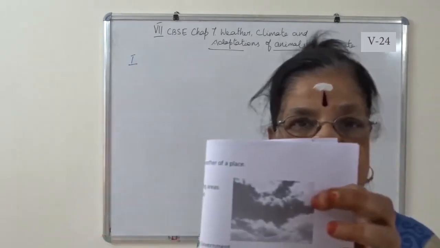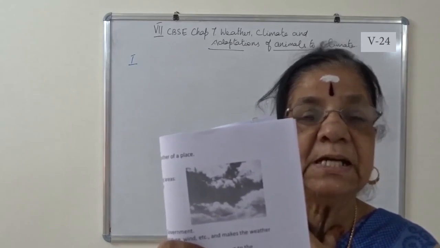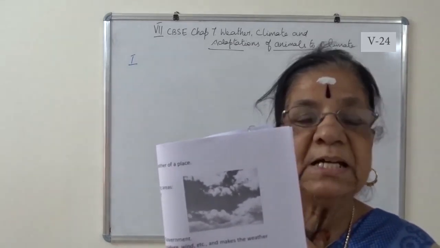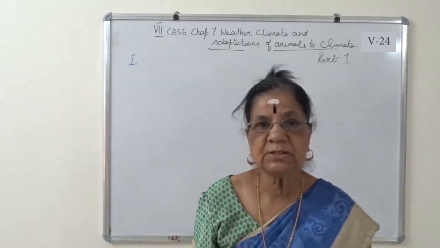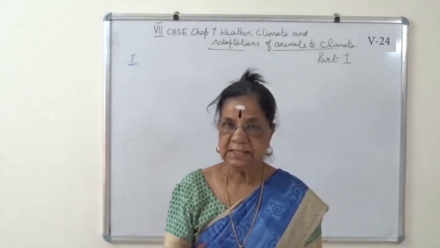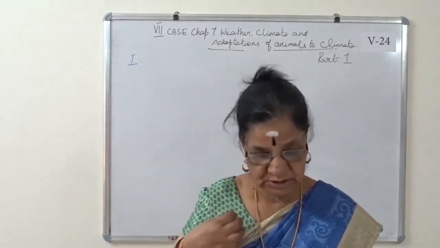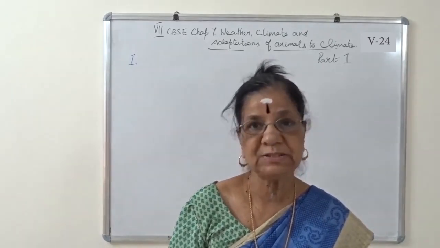Now see this picture. It is a blue sky. So it is a sunny day. Blue sky with little clouds. It is a blue sky. So it is a sunny day. There are no clouds at all. So it is a sunny day. The given figure shows a sunny day.